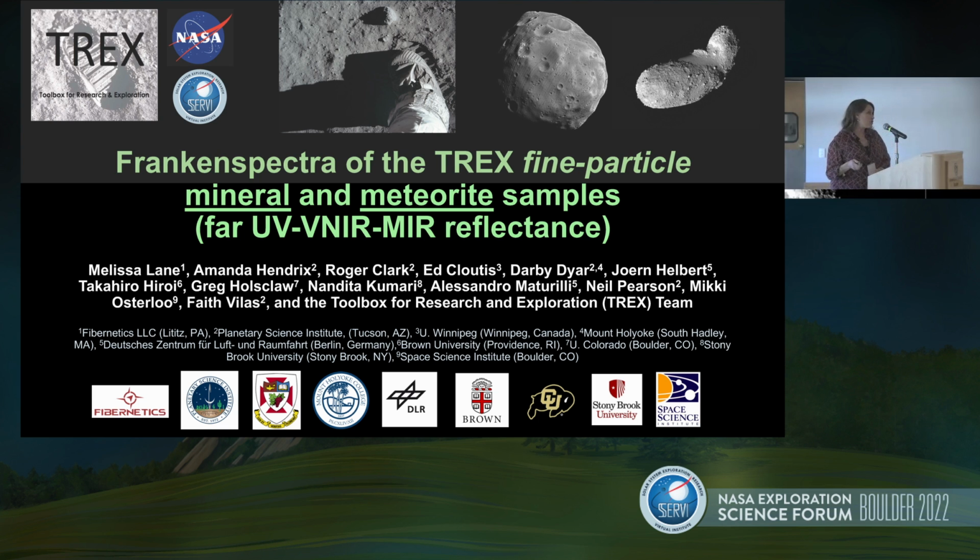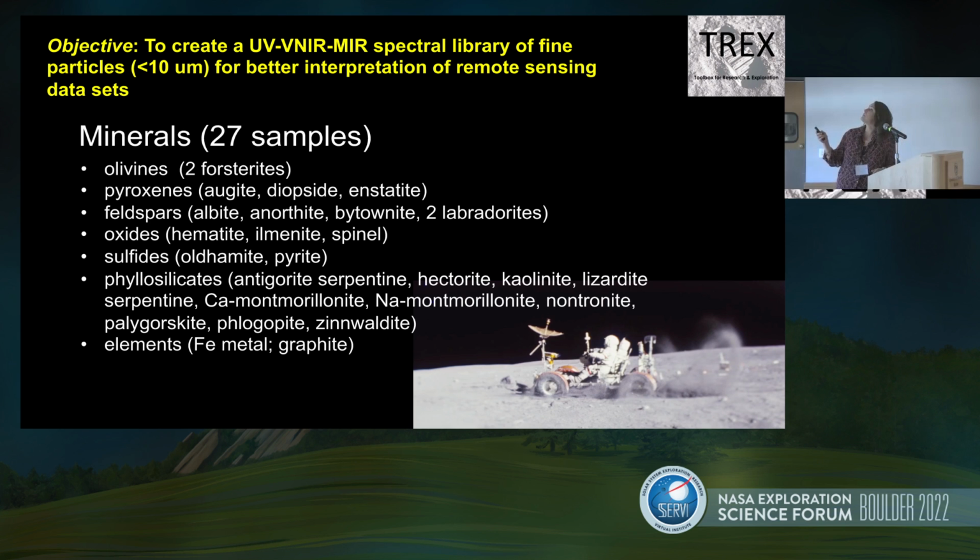So the TREX survey is really focused on the fine particulates on the surfaces of solar system targets. In the middle top there, you can see a picture of the moon, and then the Martian moons, and then an asteroid. And all these surfaces, to some degree, have very fine dust. So we want to try to understand the spectroscopy of dust so that we can apply that to the interpretation of remote sensing data from those bodies, which is what our objective is at the top.